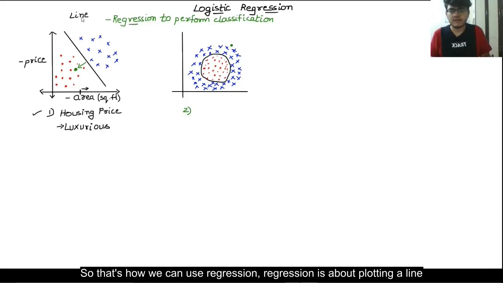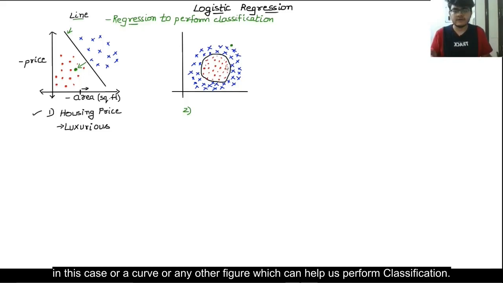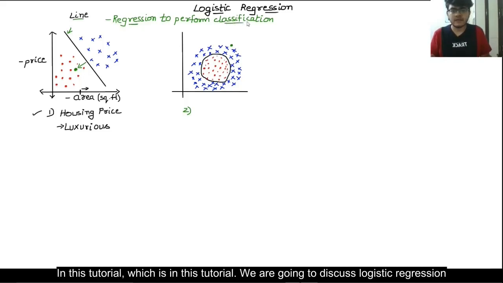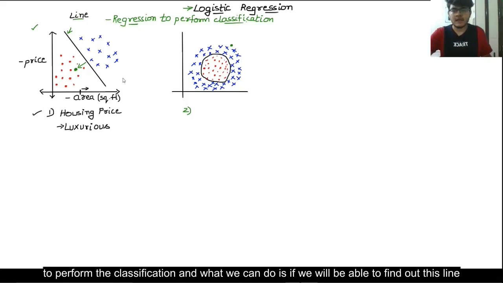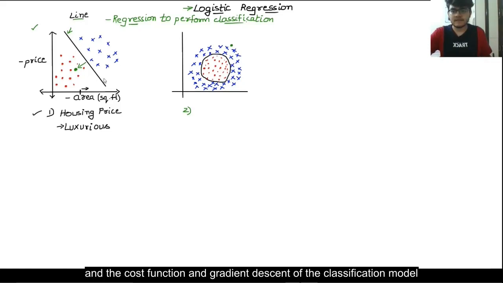Regression is about plotting a line, in this case, or a curve or any other figure which can help us perform classification. In this tutorial, we are going to discuss logistic regression, and we are going to take a simple example of linear regression to perform the classification. If we are able to find this line and the cost function and gradient descent of the classification model, we can just change the hypothesis function to this figure.